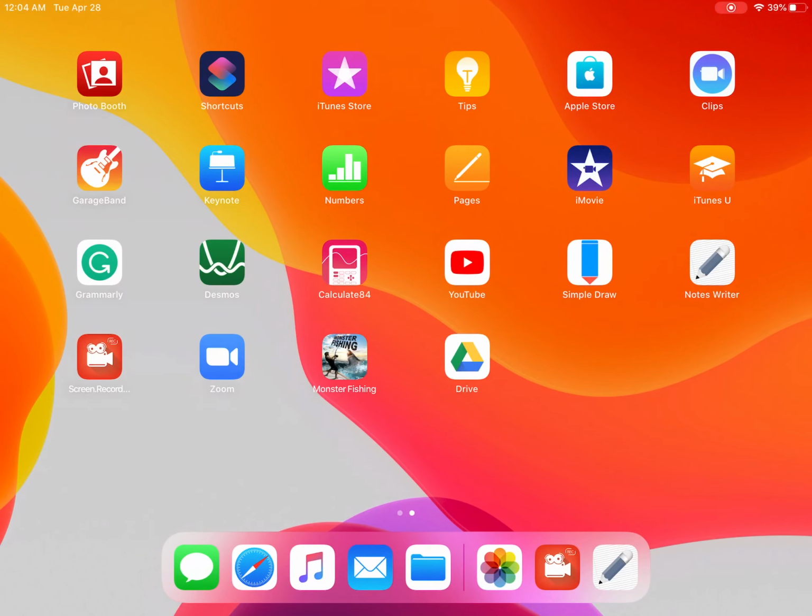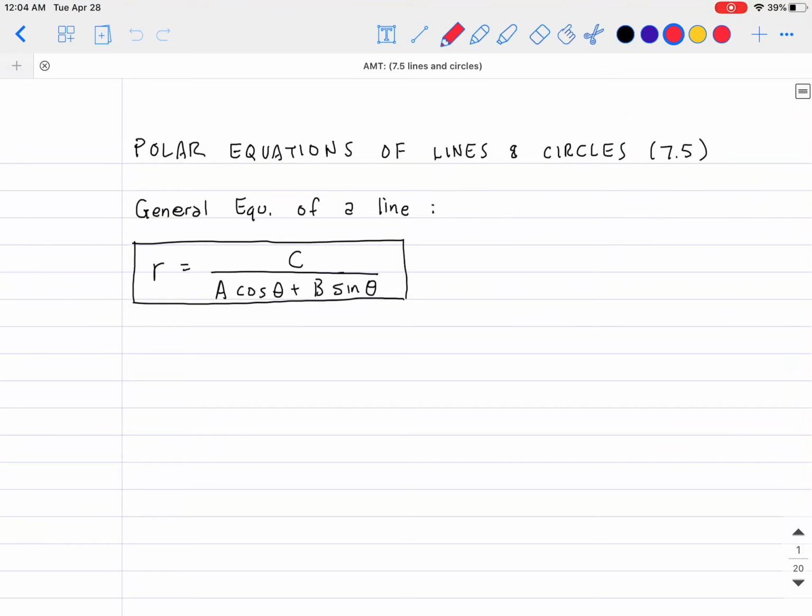Welcome back, everybody. Today we will be talking about polar equations of a circle and also line, as you can see on the title. So we'll go ahead and begin with the general equation of a line in polar form, which I wrote over here as r is equal to c divided by a cosine theta plus b sine theta.